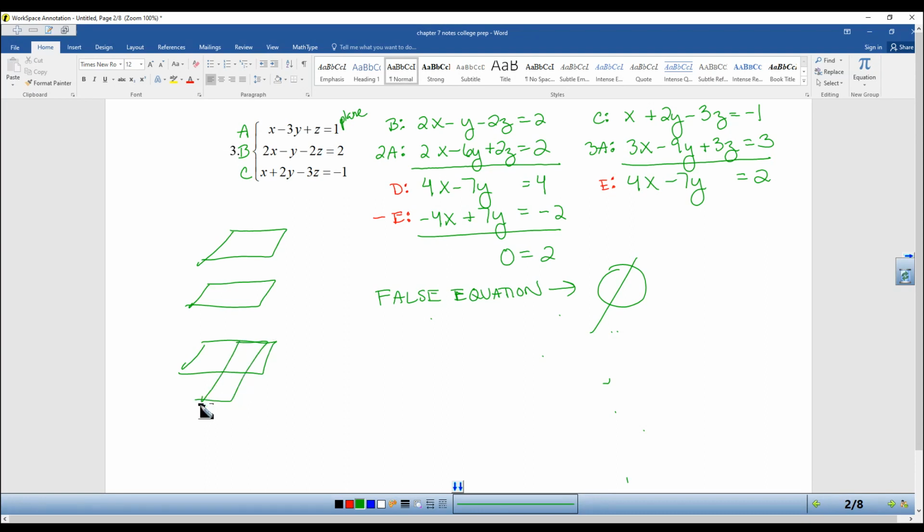My chances of drawing this are very bad. But then they don't intersect with the third one, okay? Or not in that same overlap area. But somehow they don't have any points in common. So the answer is no solution, and you'll recognize that because you'll get a false equation.